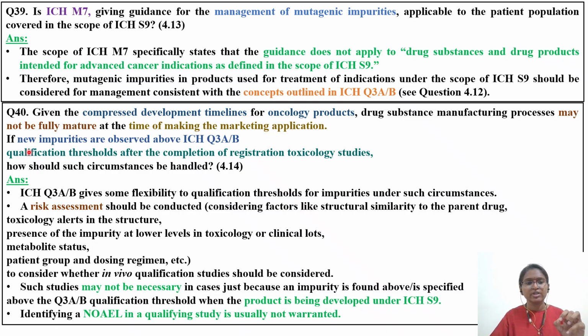Okay, so if new impurities are observed and they are above ICH Q3A, Q3B, in the initial stages they didn't find these impurities. But once they went for scale up, then they identified these impurities, and they are above the ICH Q3A, Q3B qualification threshold. Now, qualification thresholds after the completion of registration toxicology studies, how should such circumstances be handled?